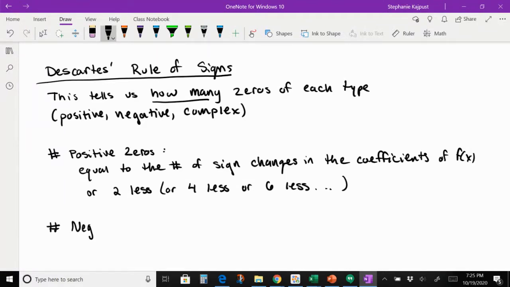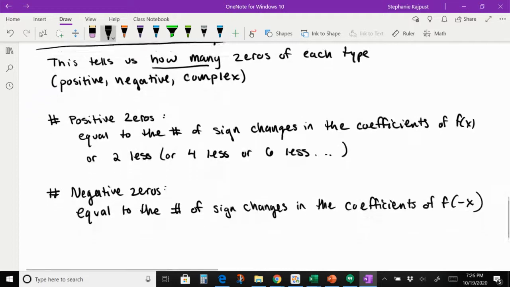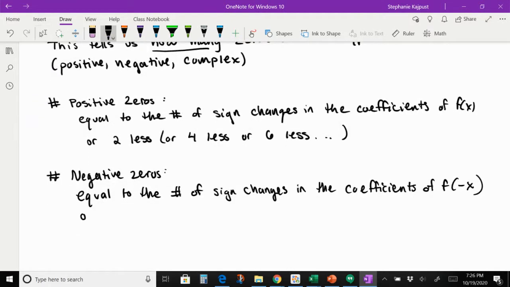Then the number of negative zeros. So that is equal to the number of sign changes, specifically, in the coefficients of f of negative x. So you plug in negative x instead of positive x, and then you look at the signs. And that is also, you subtract them by 2. So you could also have 2 less than that, or 4 less. So they're always in pairs, essentially. So if you think of it, your choices come in pairs.